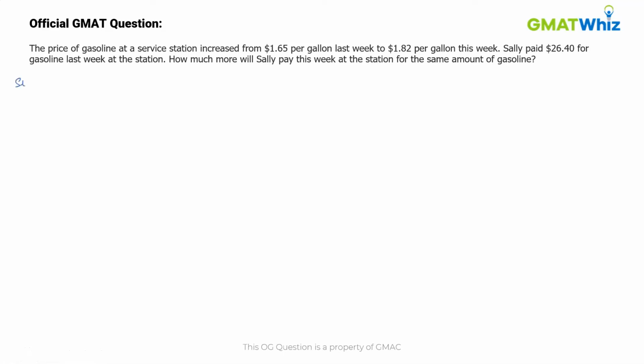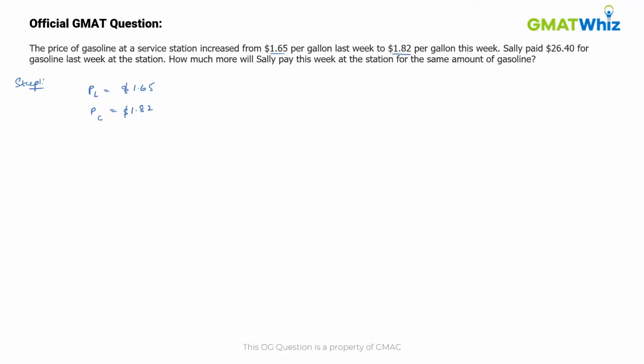In this question, we are given that the price of gasoline at a service station increased from $1.65 per gallon last week to $1.82 per gallon this week. So, the price of gasoline last week is $1.65 and the price of gasoline this week is $1.82.